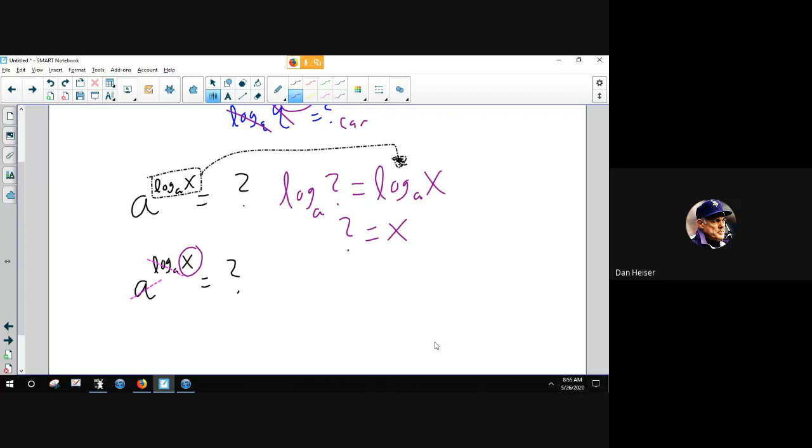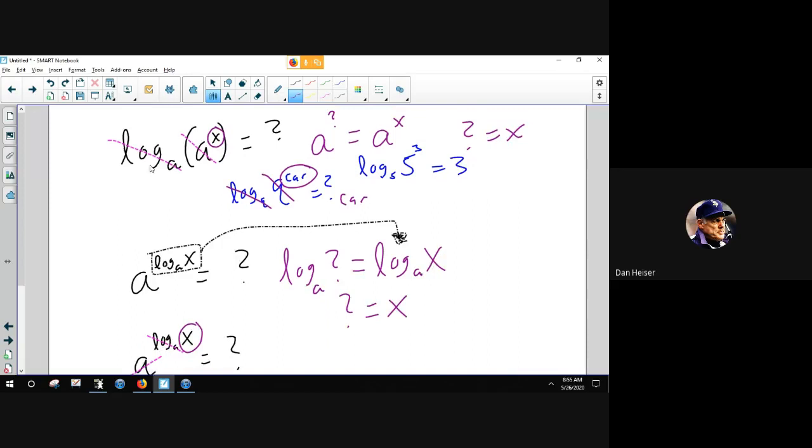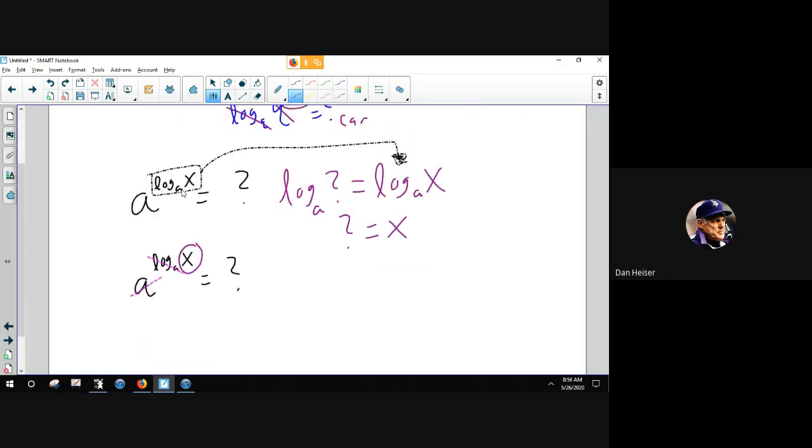Multiplying by 7 and then dividing by 7. These are all inverses of each other. An exponential and a log of the same base are inverses. A log and an exponential of the same base are inverses of each other.